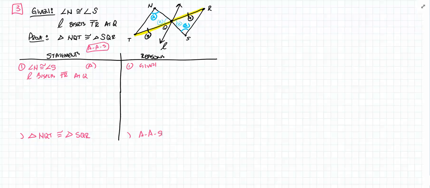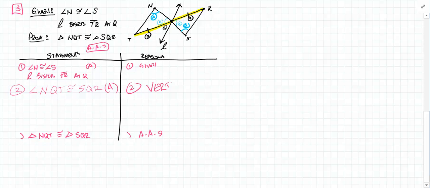We have the first angle. What's the next thing we want to get? That second angle. So how about angle NQT? Look at that angle, NQT. That corresponds to what? RQS. No, SQR. And that's because vertical angles are congruent.